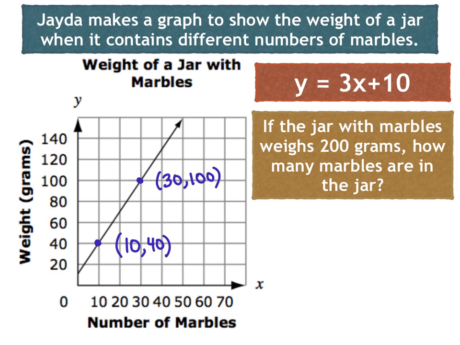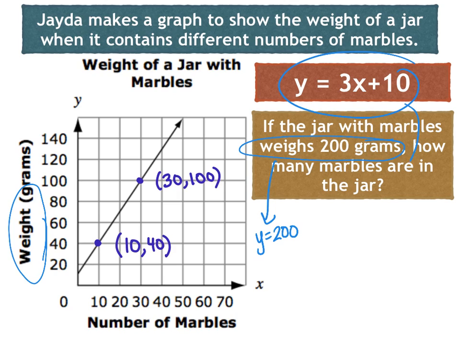And finally, one of the main reasons we write an equation to model a situation is so we can use it to make predictions. So we have an equation that relates x and y, y equals 3x plus 10. Now we can easily answer this question. If the jar with marbles weighs 200 grams, how many marbles are in the jar? Well, we're being given a weight of 200 grams, and we can see from the graph that weight is the y variable. So we actually are being told a value for y.